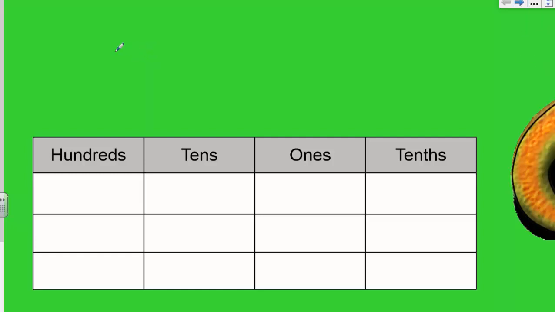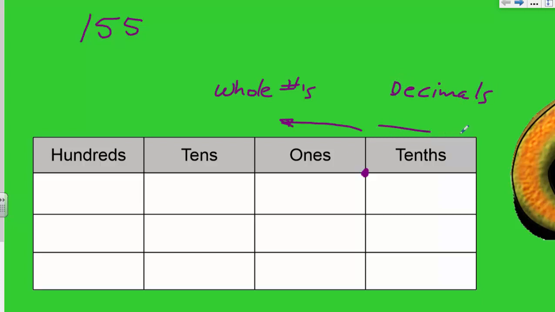Okie dokie, let's do some decomposing here of 155. Now, if we were to write this in unit form, I need to have a decimal place right here, right? Because all our whole numbers are to the left of that decimal place, and then we have all our decimals, and they're like fractions, parts of wholes, all going this way. So I'm just going to put in some decimal points.